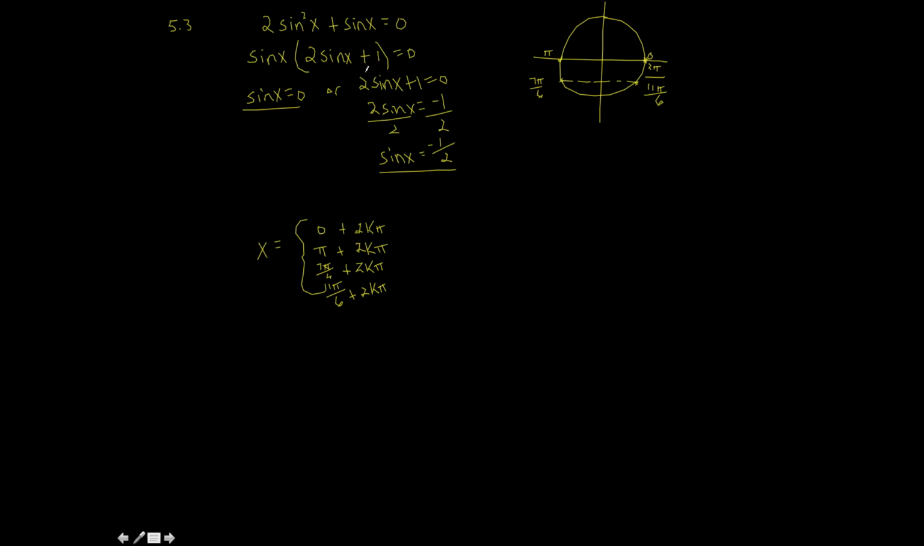And then, since this is sine, we add 2k pi to it. If it was cosine, we would add 2k pi to it. Remember, sine and cosine, we're adding 2k pi to get all the infinitely many solutions. And with tangent, we add k pi to get the infinitely many solutions.